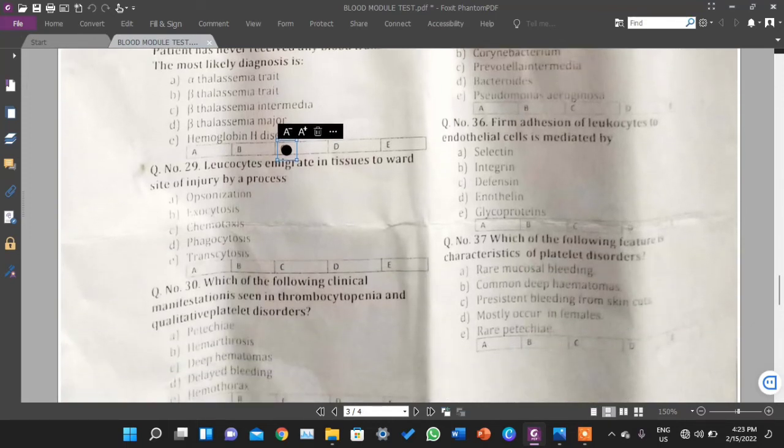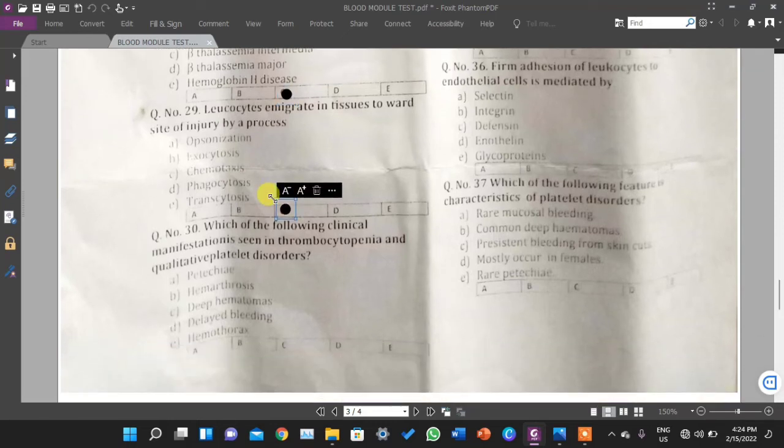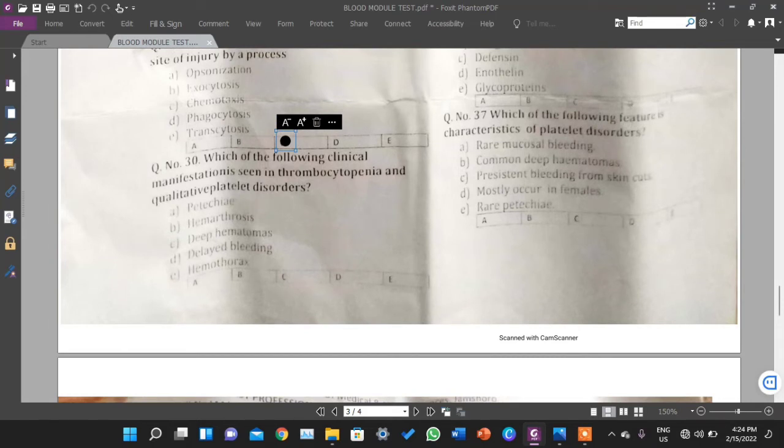Now, question number 29. Leukocytes migrate in tissues toward the site of injury by the process of: opsonization, exocytosis, chemotaxis, phagocytosis, or transcytosis. So chemotaxis is basically the process of migration of leukocytes towards the site of injury.